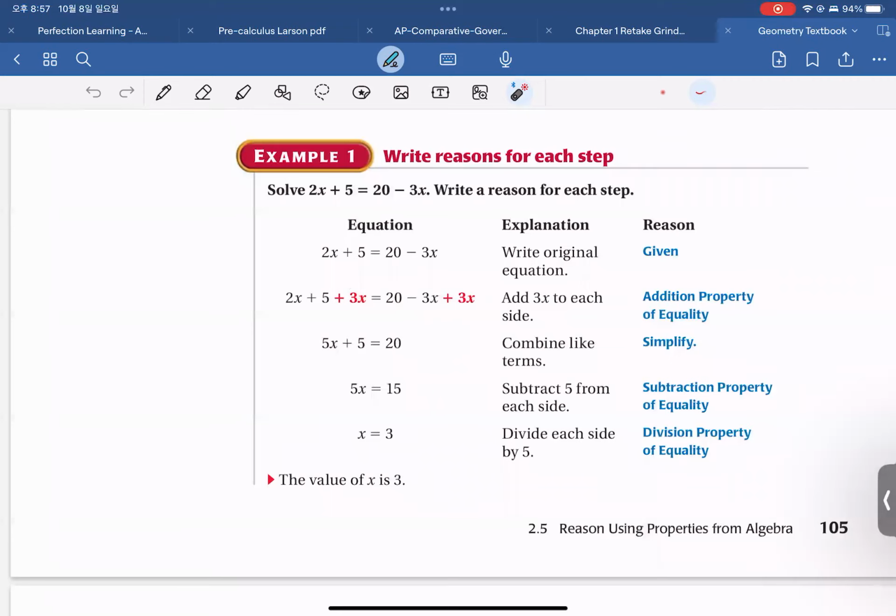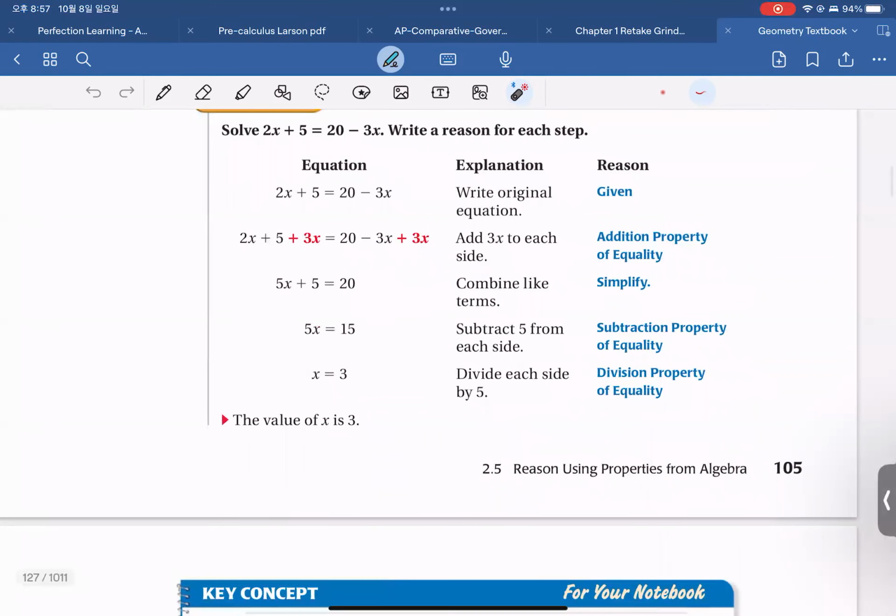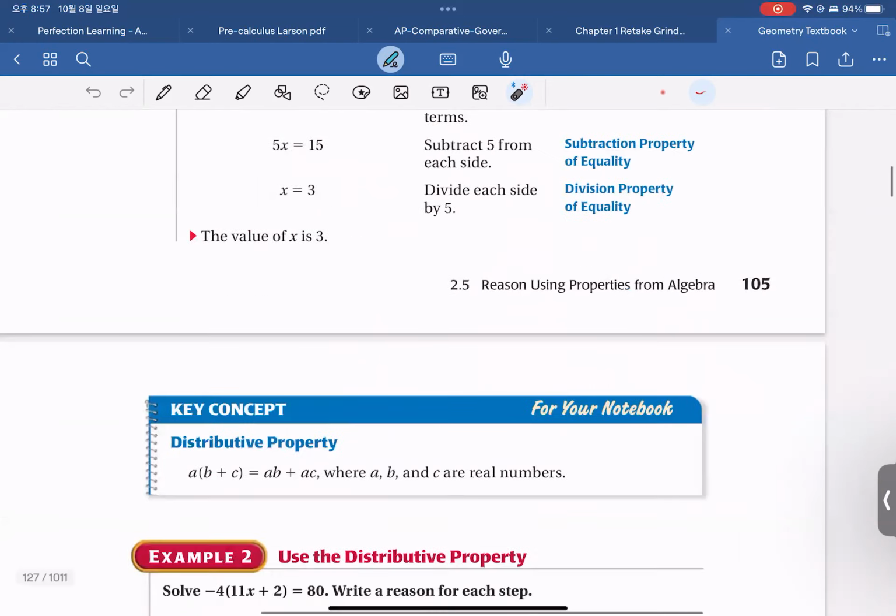And when you're basically simplifying, it's just simplify. The next step would be just subtracting, because you're subtracting 5 from 20, which gets 15. And when you are trying to get your final answer and isolate the x, you divide by 5 on the other side, which gives the final answer of 3 using the division property of equality.